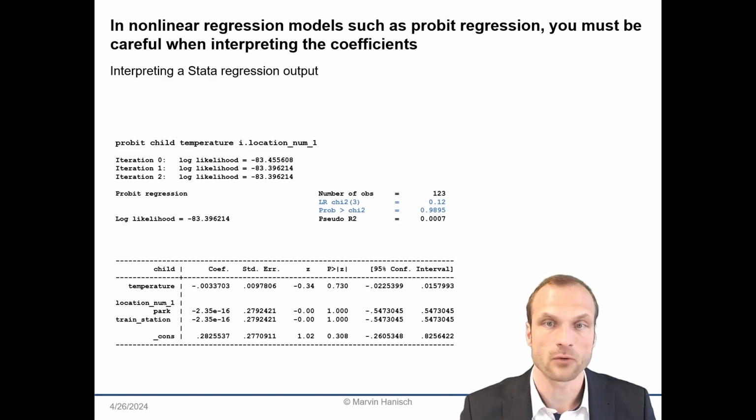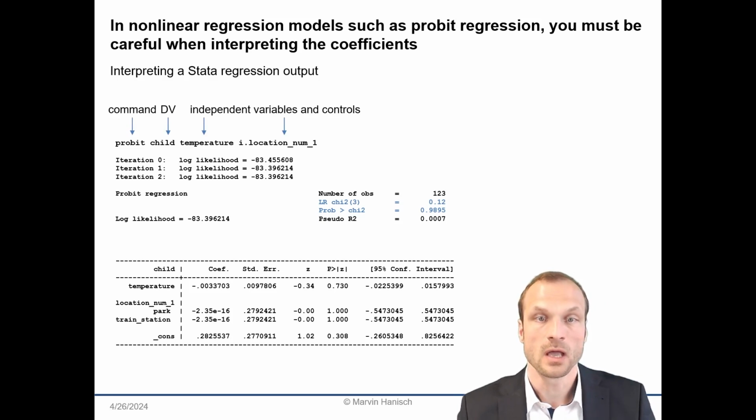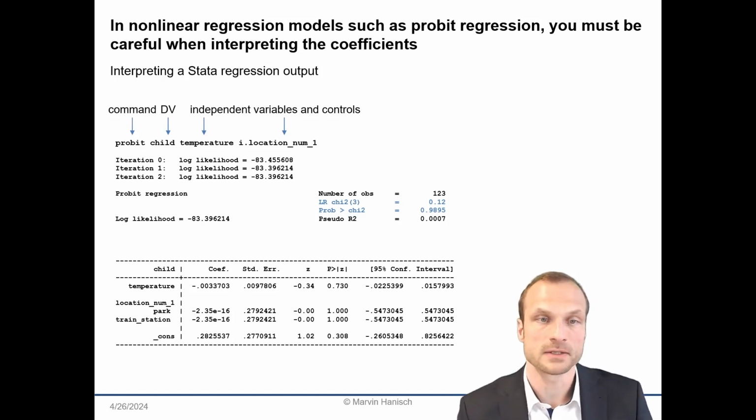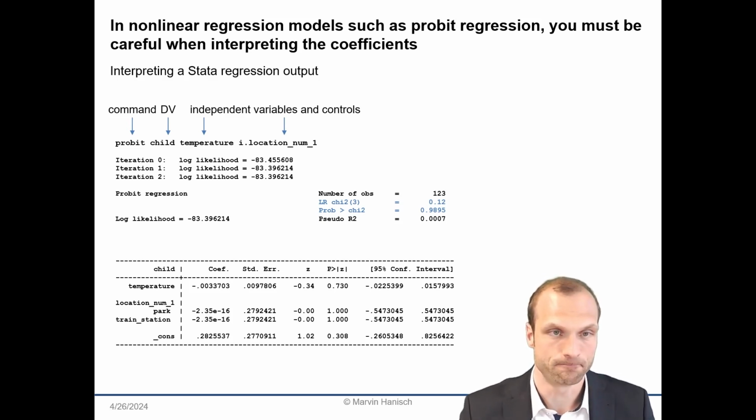We first have our regression command, followed by our binary dependent variable, where 0 means that our customer is an adult and 1 means that our customer is a child. Then we have our predictors, temperature, and the location of the ice cream parlor as here specified.